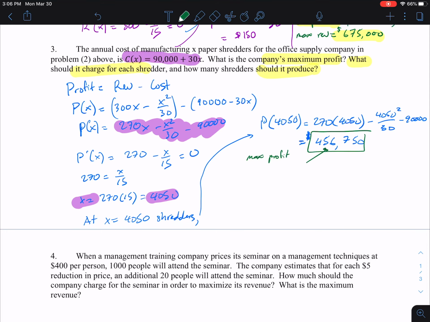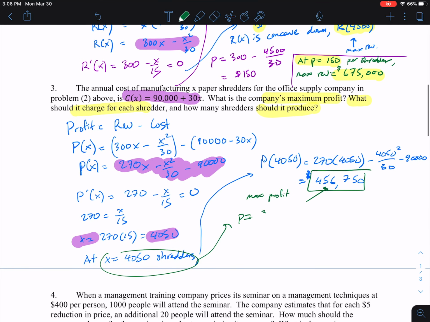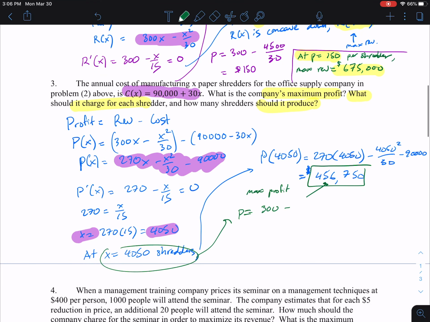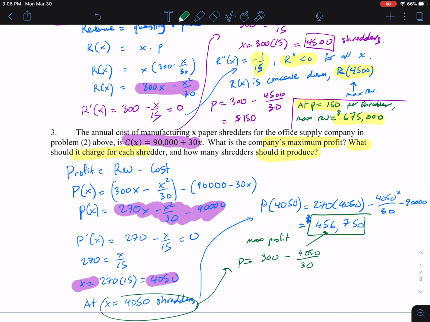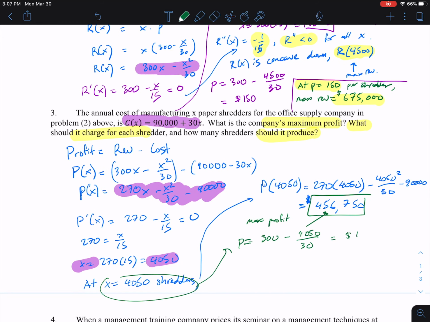To do that, we plug this into the price function, because the price-demand function relates x and p. That was 300 minus x over 30. So we're looking at x is 4,050 over 30. If we do that correctly, we get 300 minus 4,050 divided by 30, which is $165 per shredder.